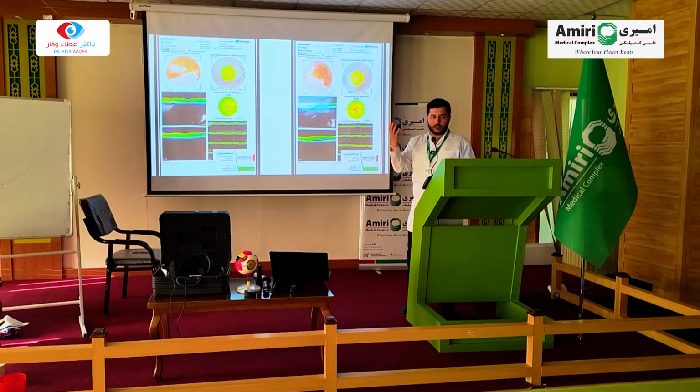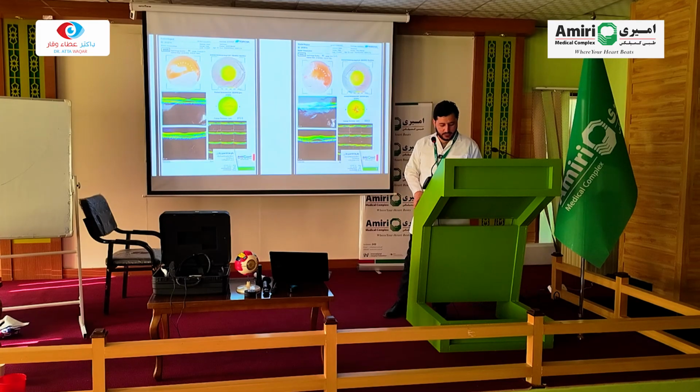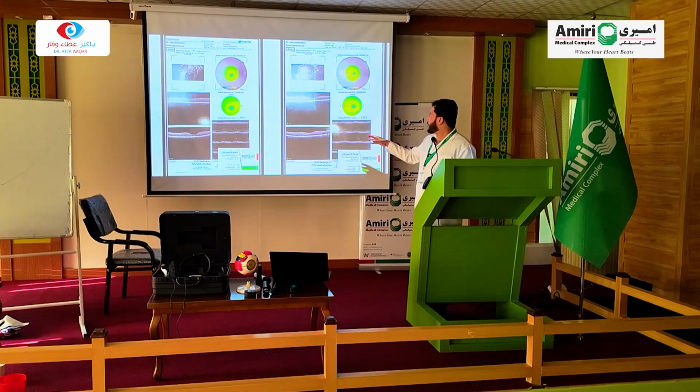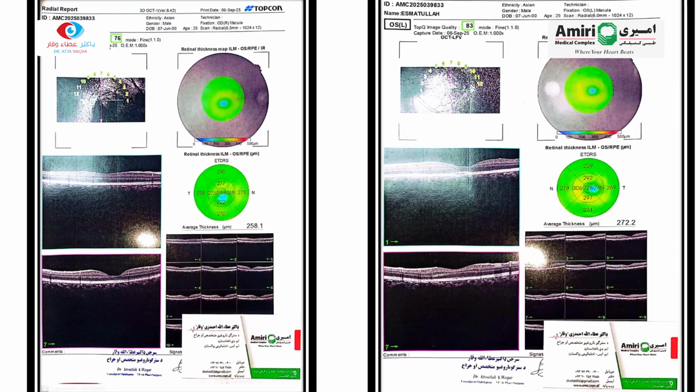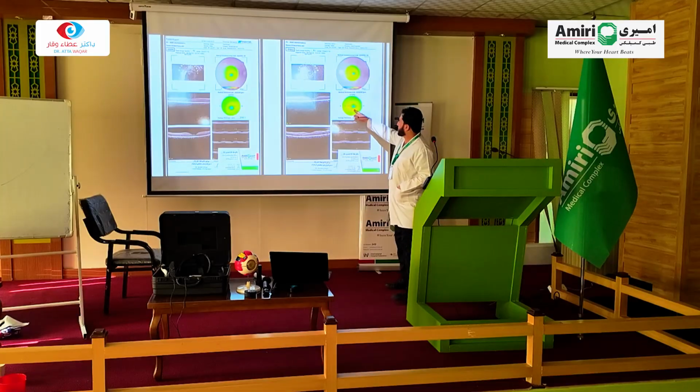In the private hospital, they advised intravitreal anti-VEGF injections. According to the protocol, we advise 3 to 6 months of medical treatment, and if there is no response, then we go for the injection. Alhamdulillah, we started the treatment, and after 20 days he came back. Physiologically, his vision was 6/6, and anatomically, this is his retina.